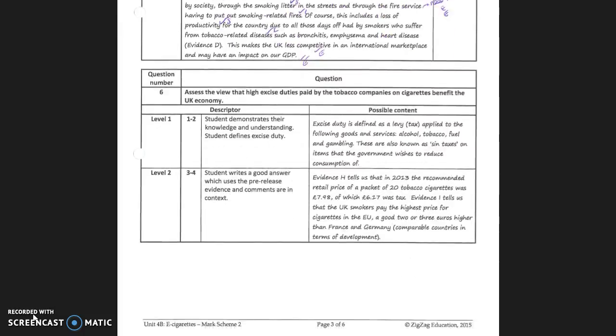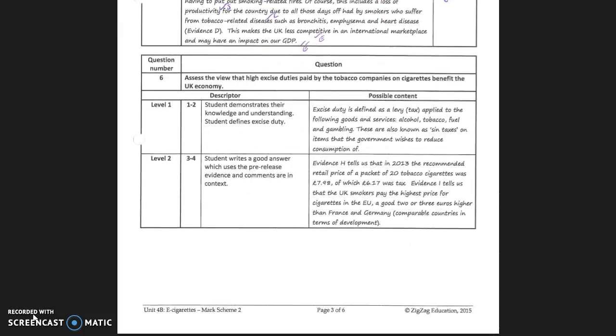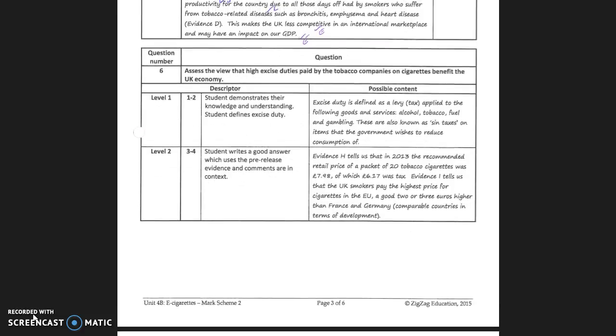And then your 6-mark AO4 question: assess the view that excess duties paid by tobacco companies on cigarettes benefit the UK economy. Again, lots of people got kind of fooled by this technical term. Excess duties are sin taxes, duties on things like tobacco and alcohol and gambling and petrol. Any demerit good the government wants to discourage has an excess duty. Okay, so aka tobacco duty or tobacco excise. Some people got fooled by that.